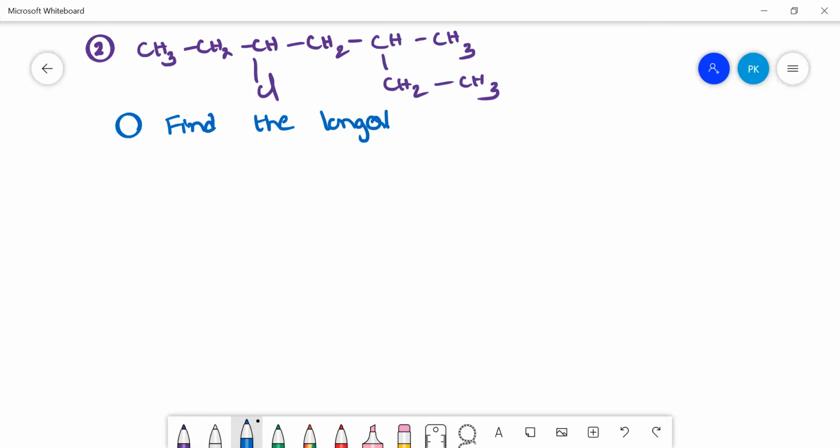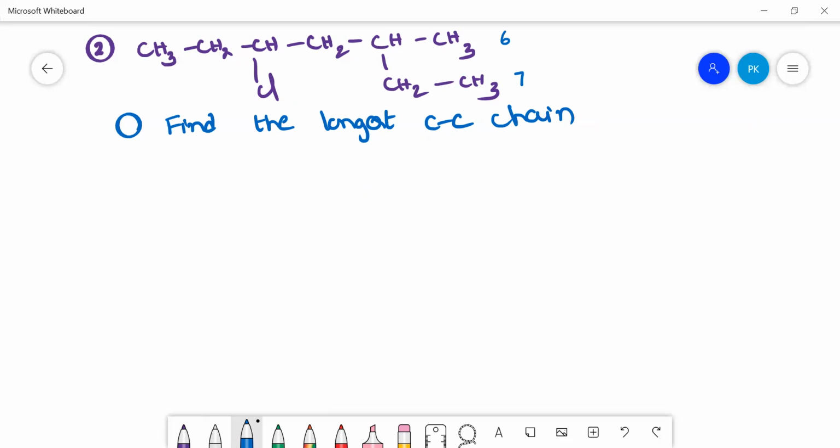First rule, longest carbon-carbon chain. That will be the parent chain. So count carbons now. 1, 2, 3, 4, 5, 6. If I count like this, 6 carbons are coming. 1, 2, 3, 4, 5, 6, 7. So if you count like this, 7 carbons are coming. 1, 2, 3, 4. Only 4 carbons.